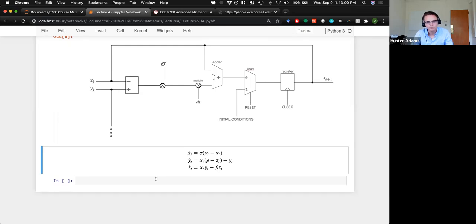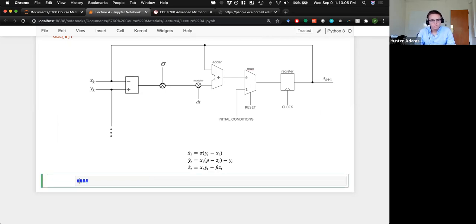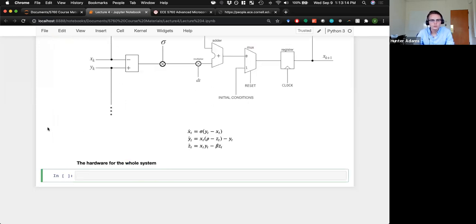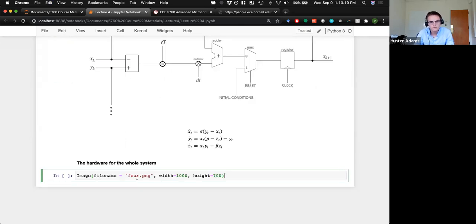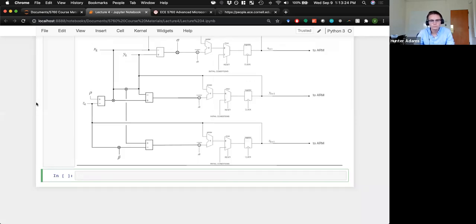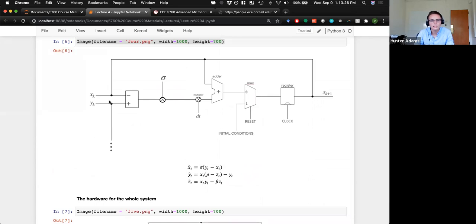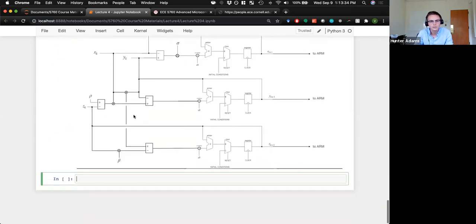Okay. And then just for fun, we can look at the hardware for the whole system, which is a more complicated picture, but it's maybe useful to see. So up here, you can see I have y going off, not pictured here, the calculation of that y. Here I have everything connected.